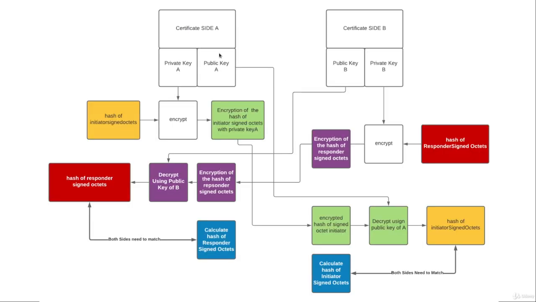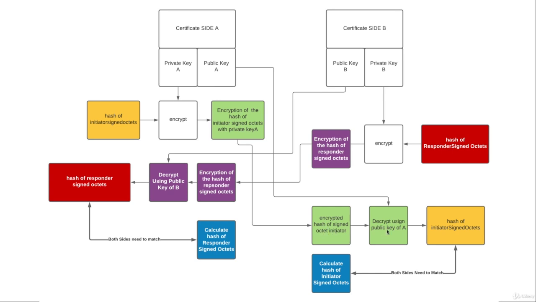A picture is worth 1,000 words. Let's take a look at it again here using this visualization. We see side A and side B. Side A and side B have the private public key pair. Side A would hash the initiator signed octets and encrypt it with side A private key. It sends the output to the responder.